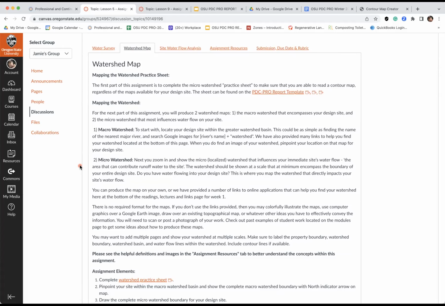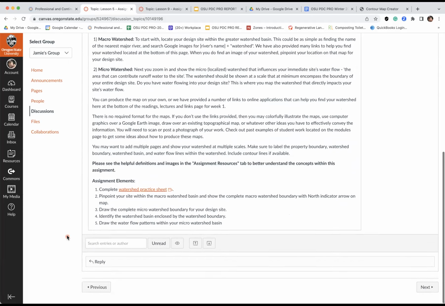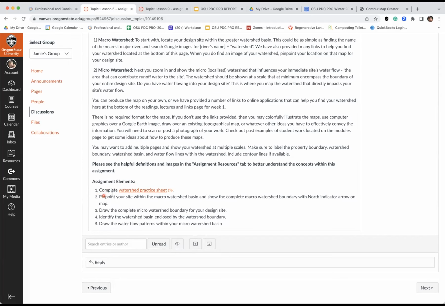And if we're looking at the micro watershed, that is a little bit trickier. So that's where we need contour information about not only our project site, but neighboring sites around ours. So we're going to, again, spend some time on that. And some of the elements we want to include, there's a practice sheet within the template file, and we'll take a look at that. And most of the time, people do that really well.